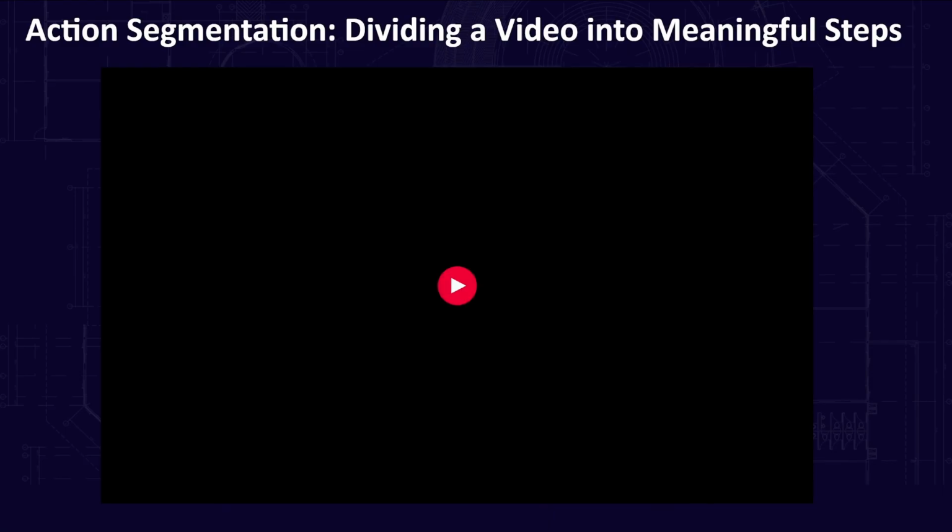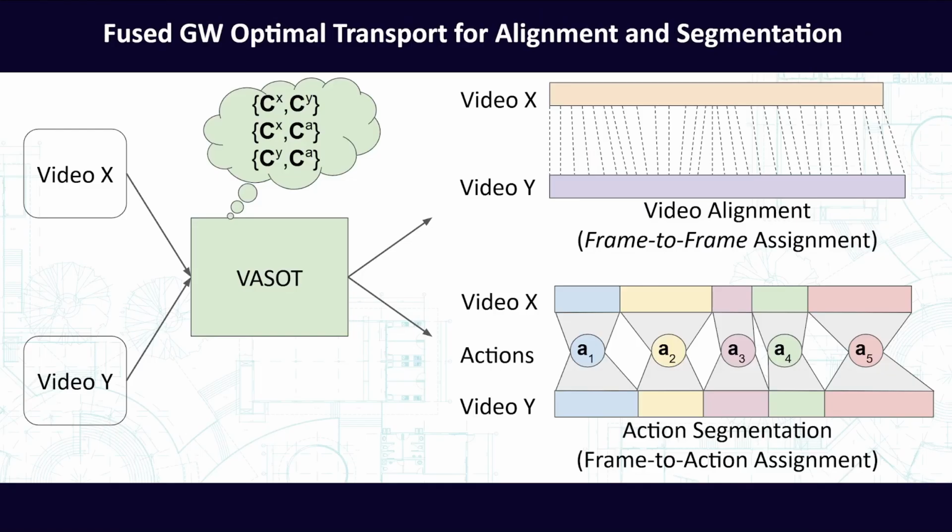state-of-the-art method. We address the challenges involved in action alignment and segmentation with fused Gromov-Wasserstein optimal transport, which aligns frames by combining visual similarity with temporal structure. This framework lets us handle variations in speed, order, and background while keeping the alignment consistent.